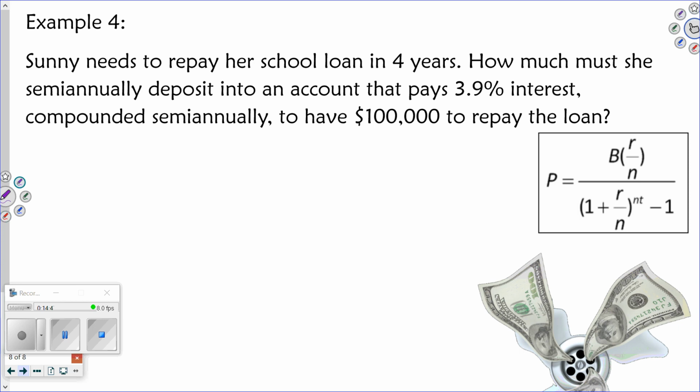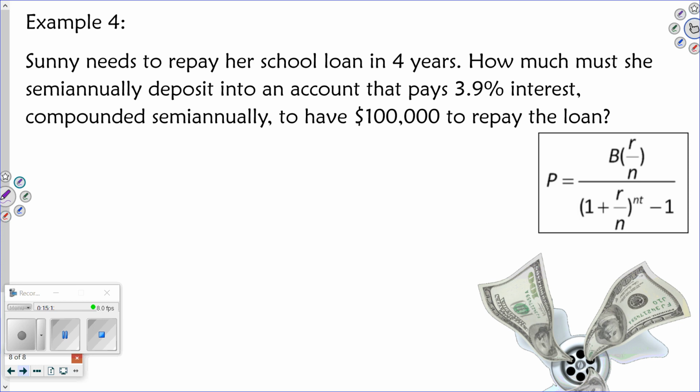All right, Sunny needs to repay her school loan in 4 years. How much must she semi-annually deposit into an account that pays 3.9% interest, compounded semi-annually, to have $100,000 to repay the loan? I feel like Sunny is screwed as well. Good luck, Sunny. I hope she has a really good job.